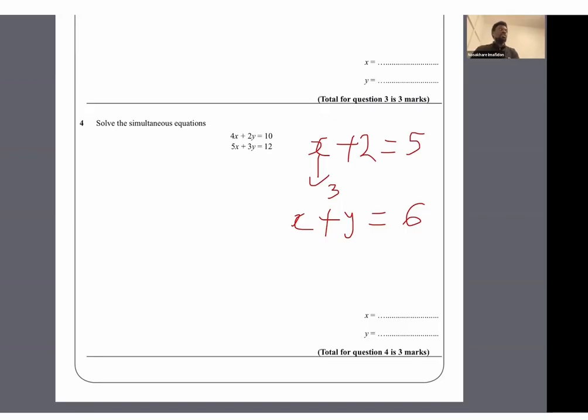Some will say x is 1, your y is 5. Some will say x is 2, your y is 4. Some will say x is 3, your y is 3. Some will say x is 4, y is 2. Some will say x is minus 5 and your y is 11. So x and y can take whatever value. But when you have two variables, you would probably need another equation to solve the two of them at the same time, and that's what it means by a simultaneous equation, right?